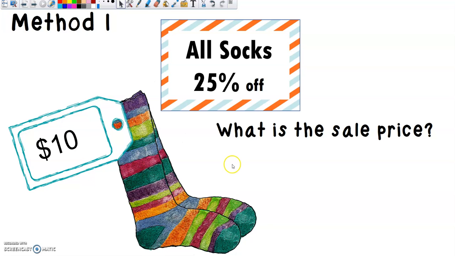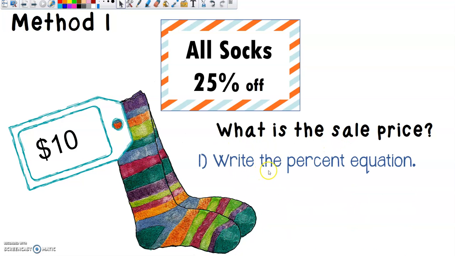So we're going to actually use an equation to be able to solve these, and I know we've been using ratios, but we're going to look at an equation for this, and you could also use a ratio. But so I've got a pair of socks for $10. They must be very nice, and all socks are on sale. This is a discount for 25% off. What is the sell price?